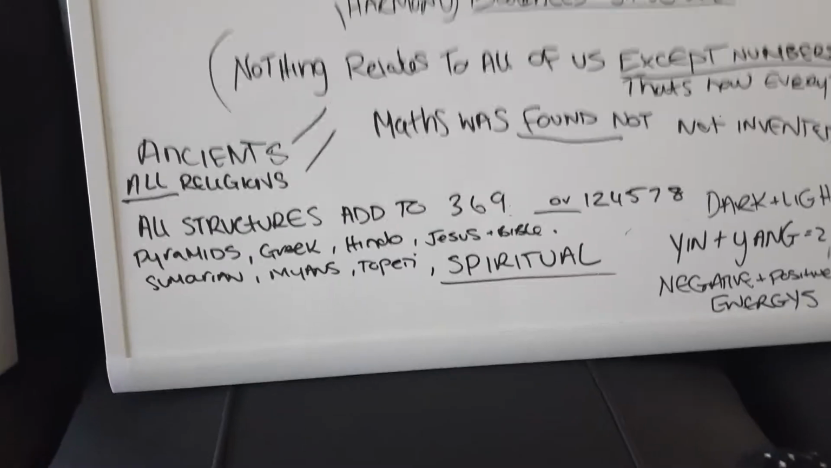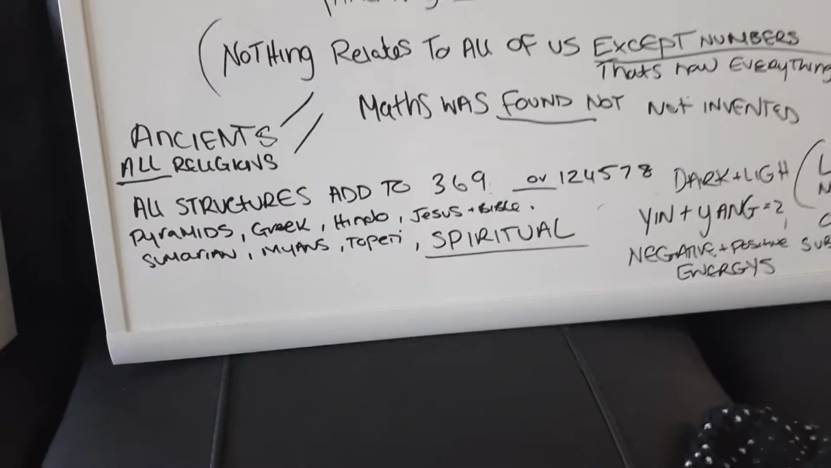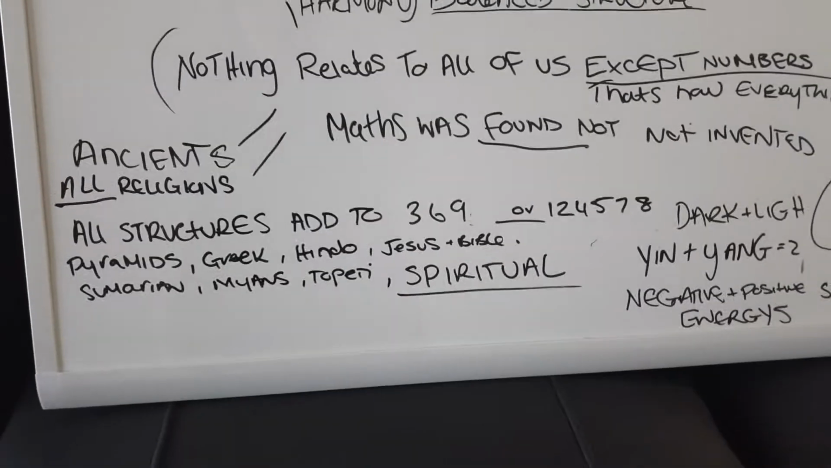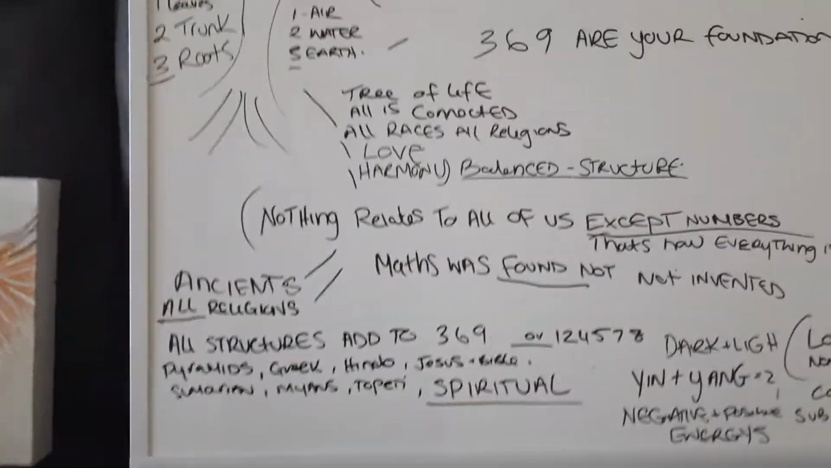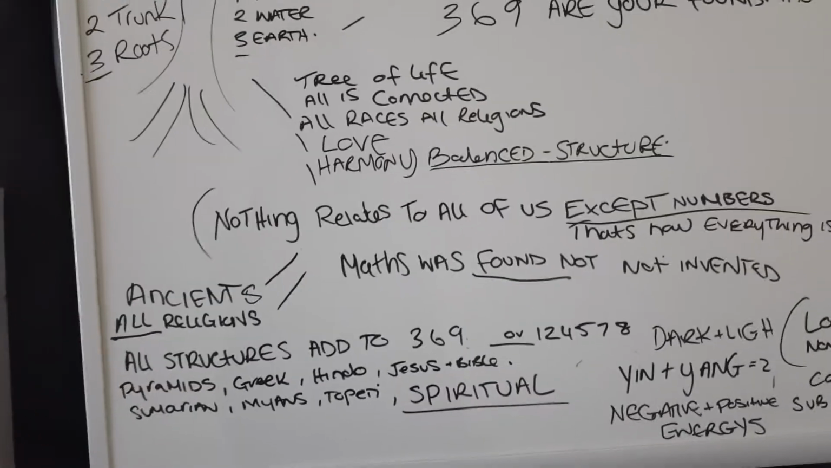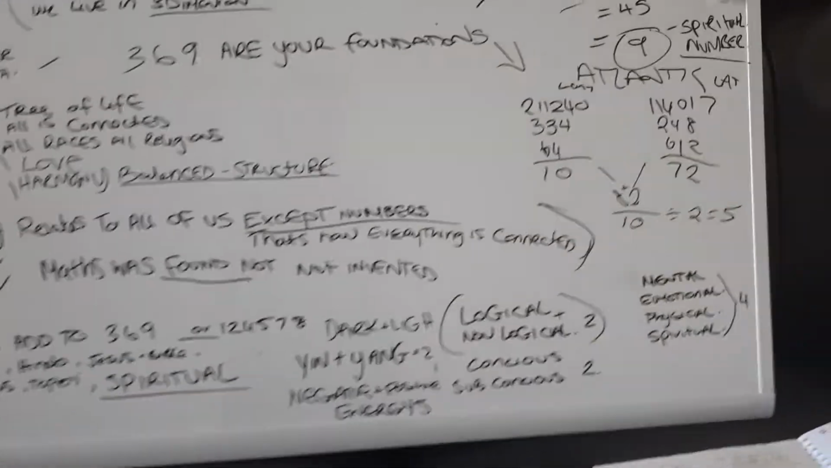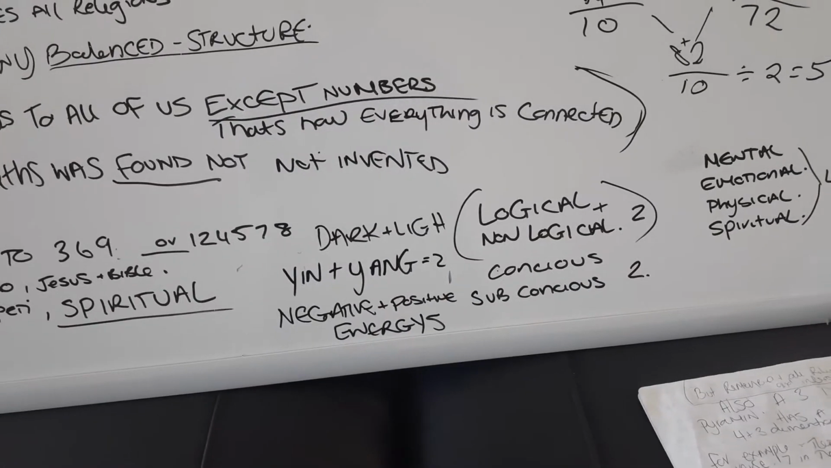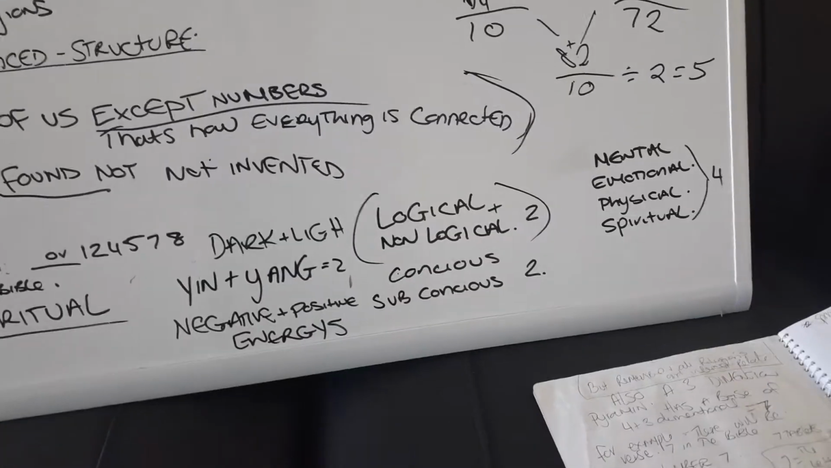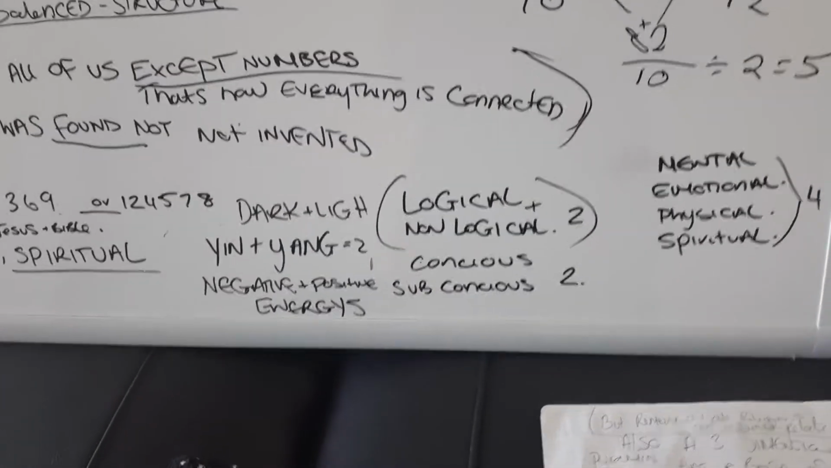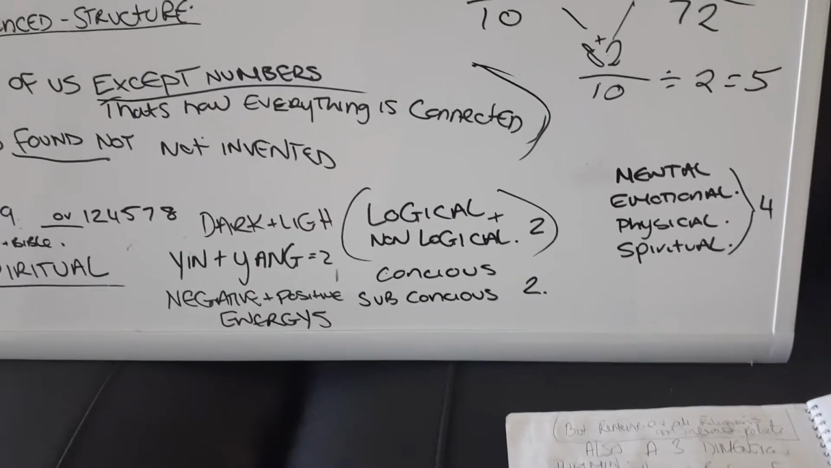So the pyramids, the Greek, the Hindu, Jesus, biblical terms, Sumerian, Mayans, the Romans, and spiritual is the main one underlined, right? So all these religions are great, but without the spiritual connection, the wisdom of linking it all is just not there. So then we have, as another example, okay, we have logical and non-logical, dark and light, yin and yang, negative and positive energies, your subconscious, your conscious, they all add up to 2, don't they? So 2, 2, 2 and 2 are 6.